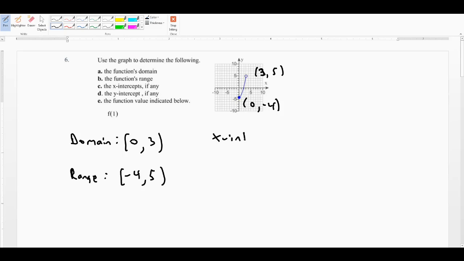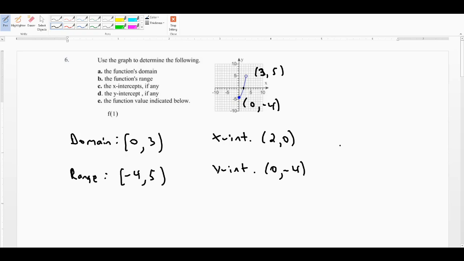Now let's find the x-intercept. X-intercept is a point where it crosses the x-axis. It looks like it's at that point right there, which is (2, 0). Now the y-intercept is where it crosses the y-axis or touches the y-axis, or where the x value is 0, and it's at that point right there. So it's (0, -4), and these are points, so the points are always in parentheses.